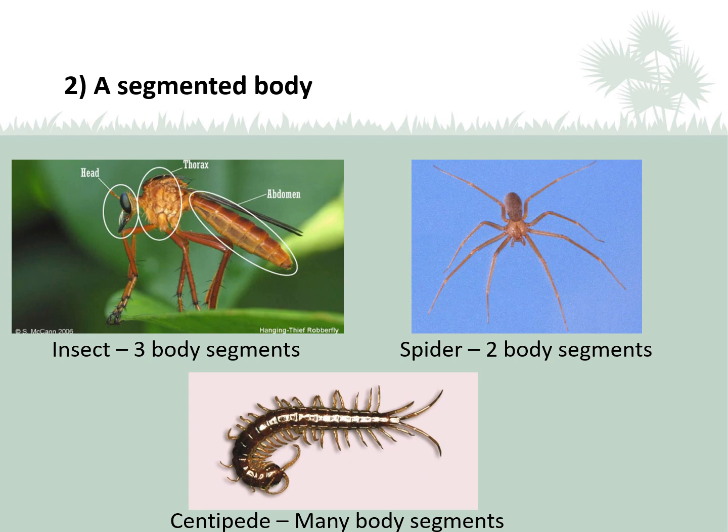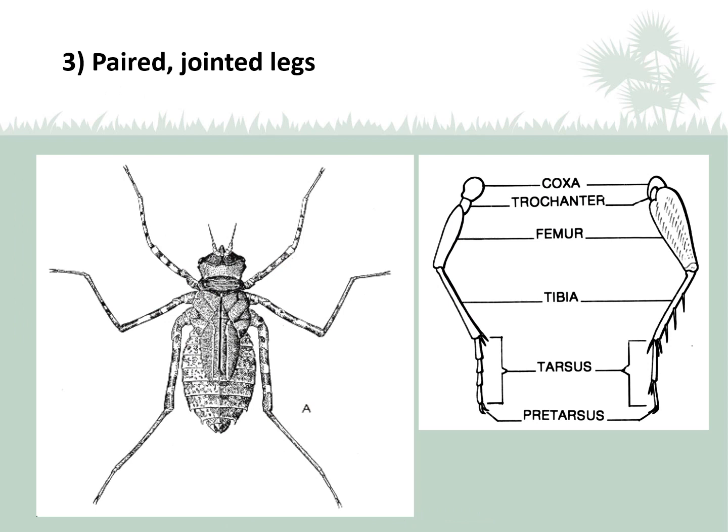They have a segmented body. Insects have three body segments: the head, the thorax, and the abdomen. Spiders have two body segments. Centipedes have many body segments. The third characteristic was paired jointed legs. This would be one pair, a second pair, a third pair. And here we see labels for the different parts of those jointed legs.